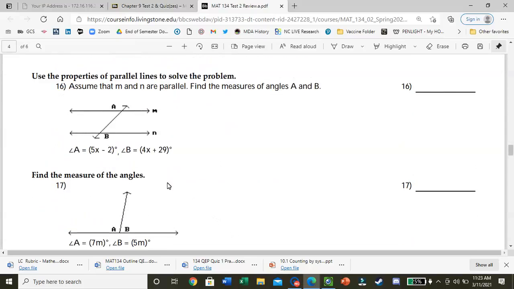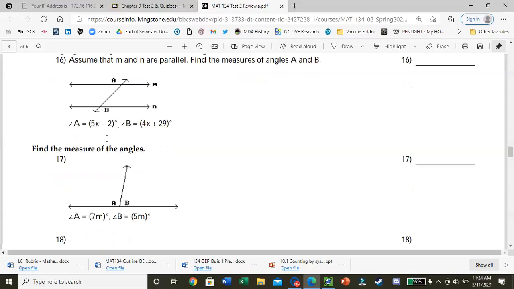Use of properties of parallel lines. Assume that lines M and N are parallel and cut by a transversal. Find the measures of angles A and B. Basically, angles A and B are what in relation to each other? They're equal, right? Alternate exterior angles are equal just like alternate interior angles are equal. Good. So you set their expressions equal to each other and solve.